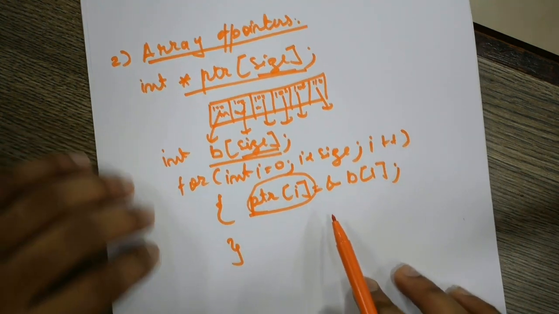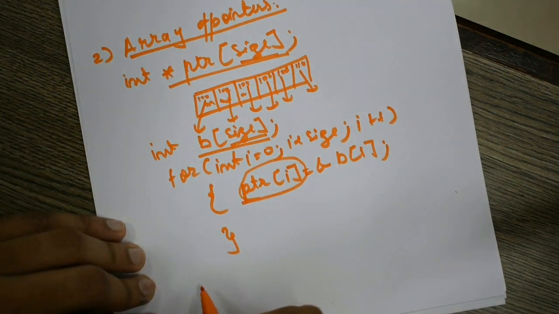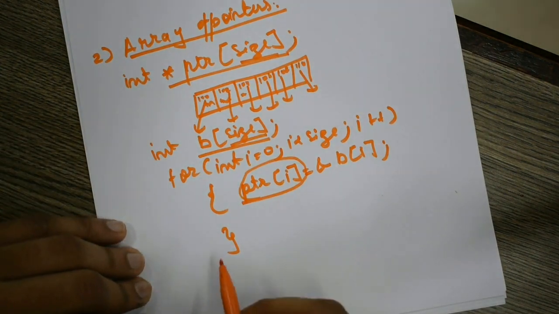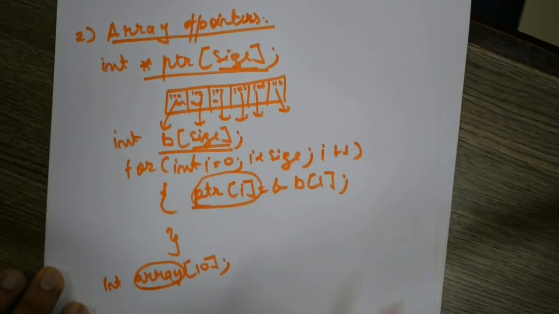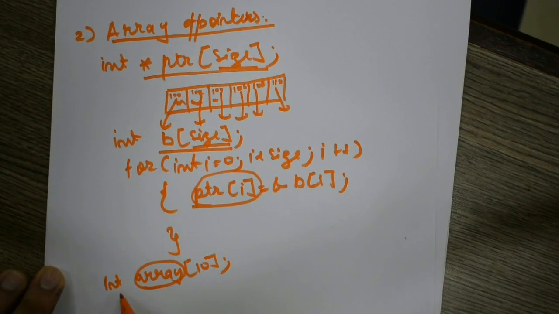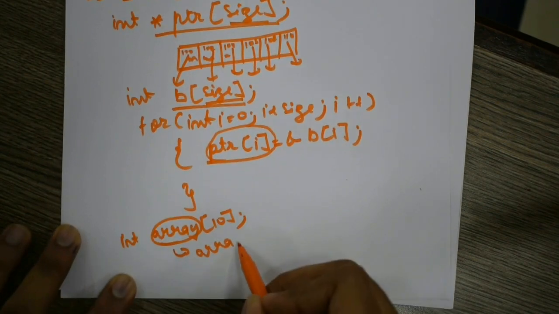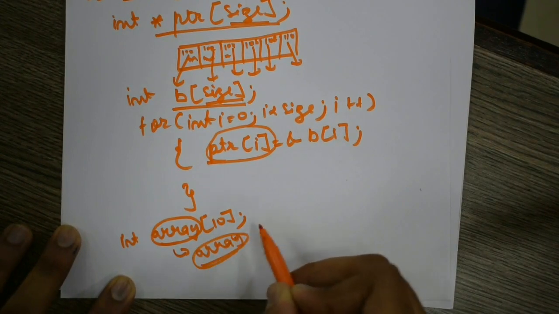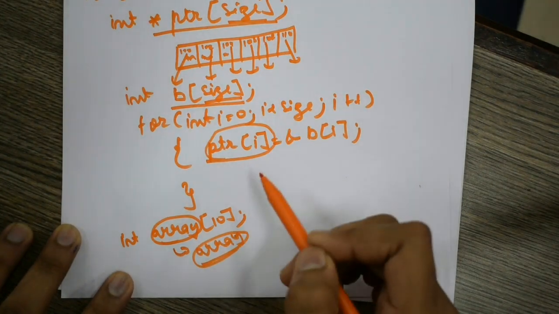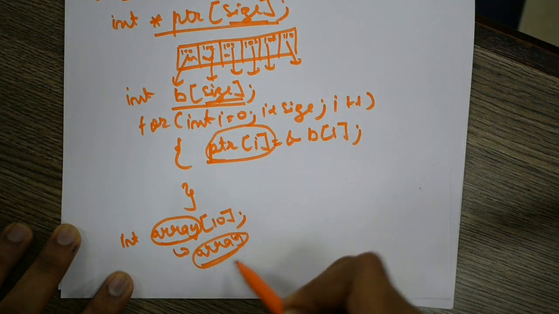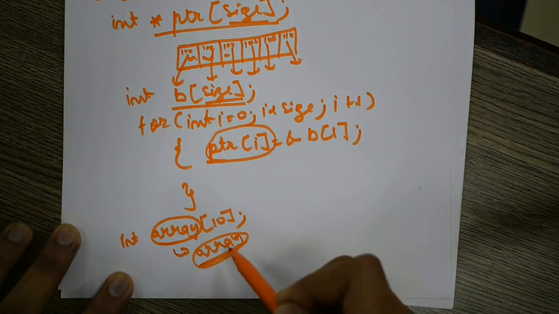Let me tell you a fact: every array name is a pointer itself. An array is declared in this format, say int array[10]. The name of the array is itself a pointer. So we can do pointer arithmetic and pointer operations on the array, as the array name itself is always a pointer.